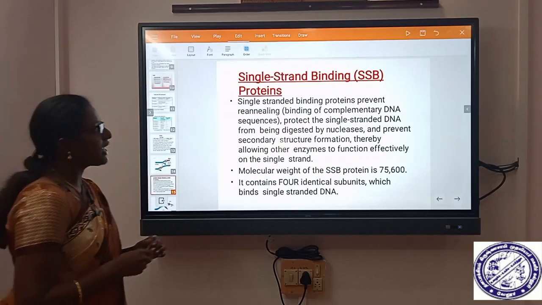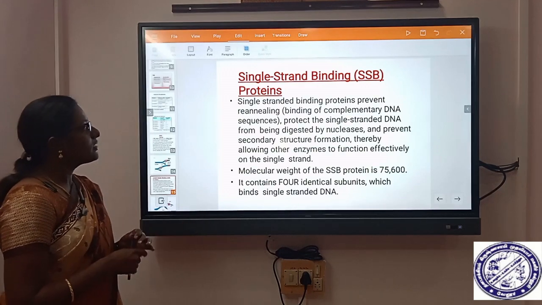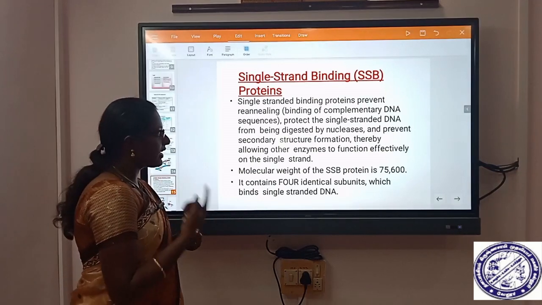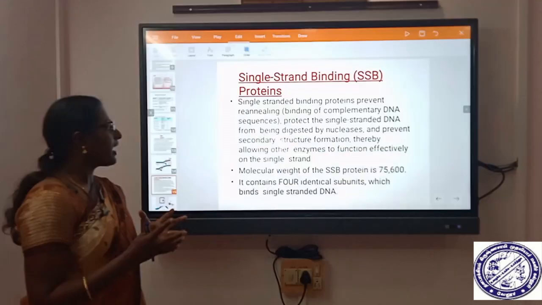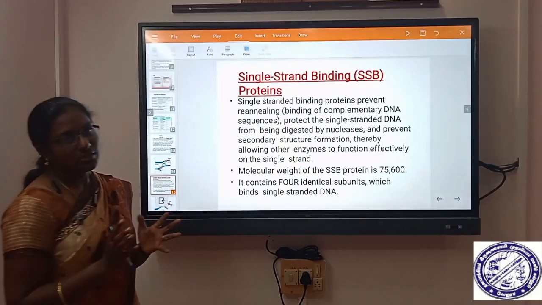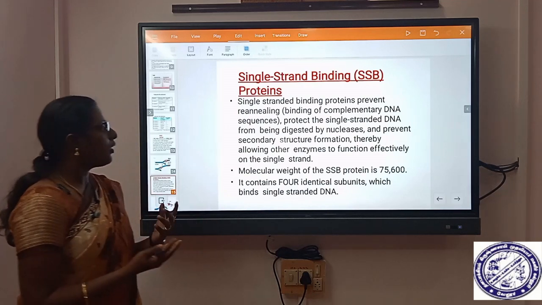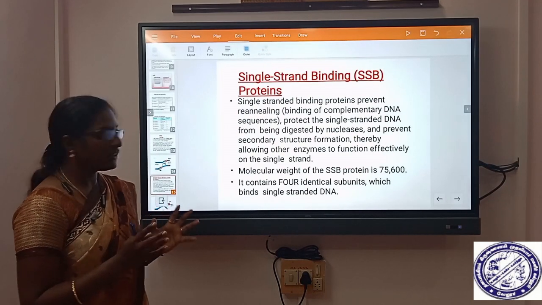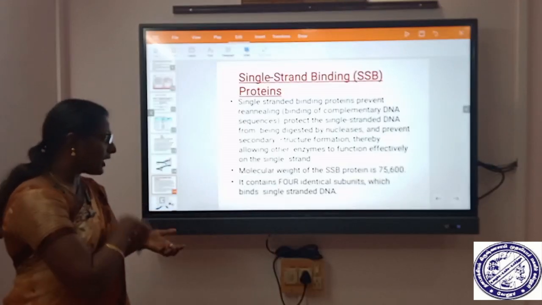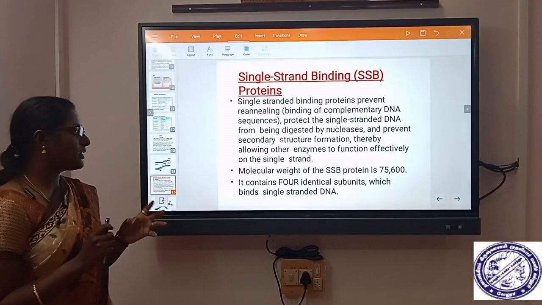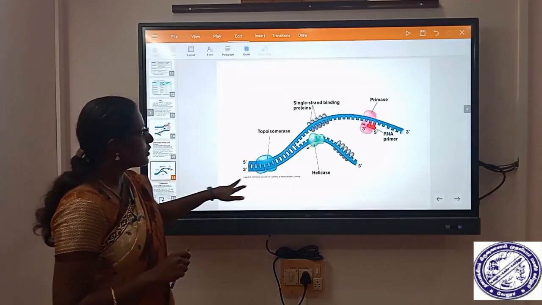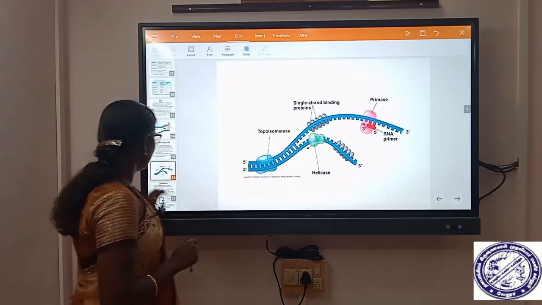And then next going to see single strand binding, that is the SSB. Single stranded binding protein prevents reannealing and binding to the complementary DNA sequence. It protects the single strand DNA from nuclease digestion and prevents secondary structure formation. It also avoids errors. The molecular weight is 75,600, and it contains 400 identical subunits present on the single strand. So this is the figure showing the single strand binding protein.